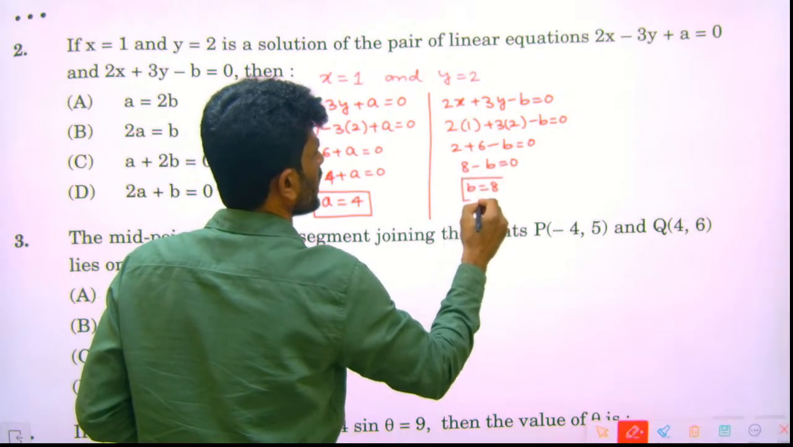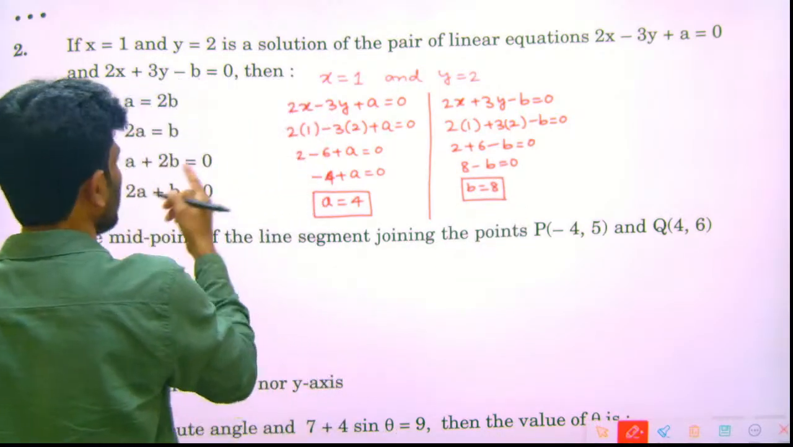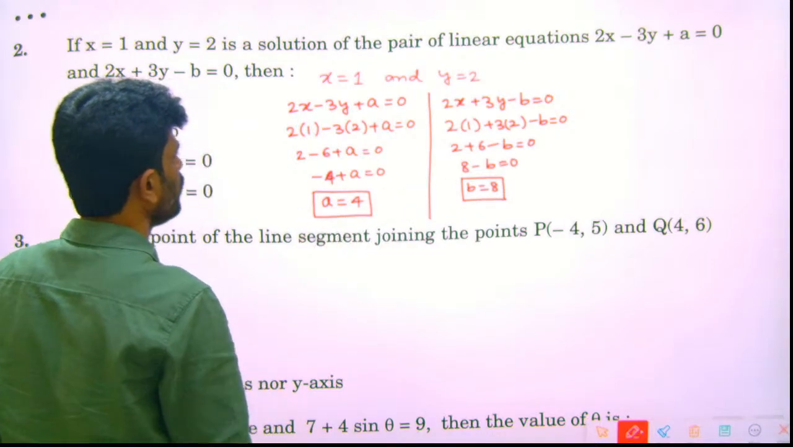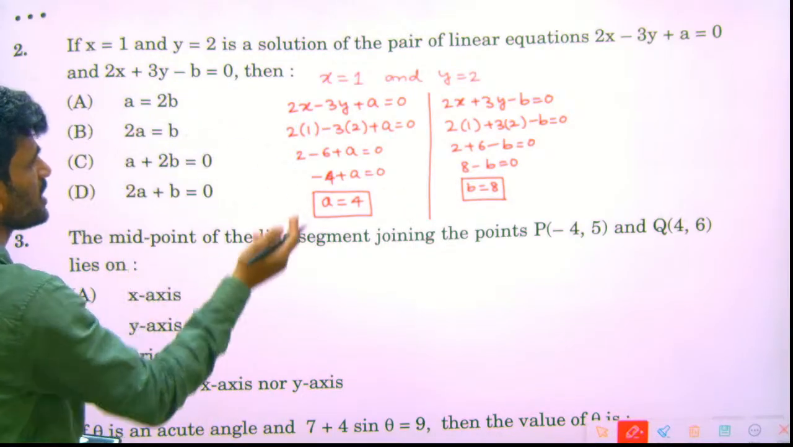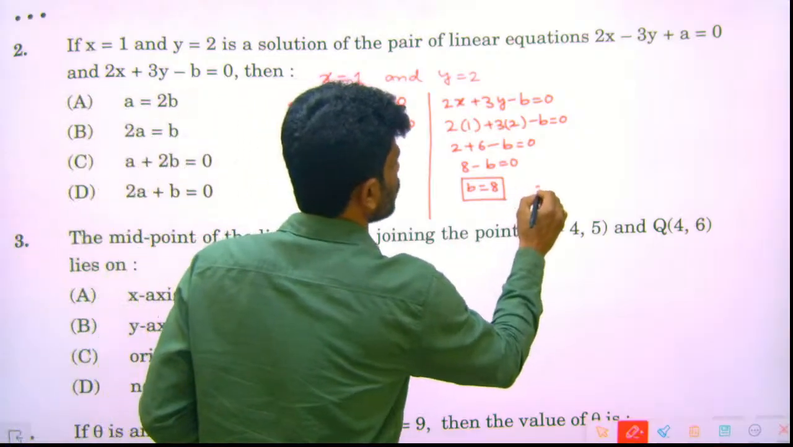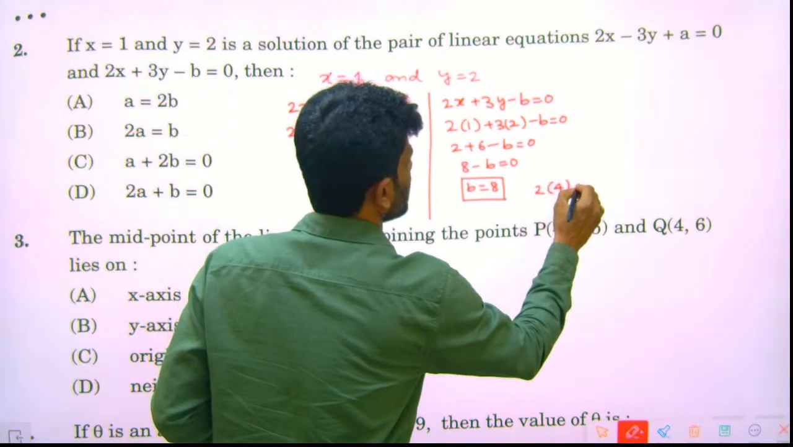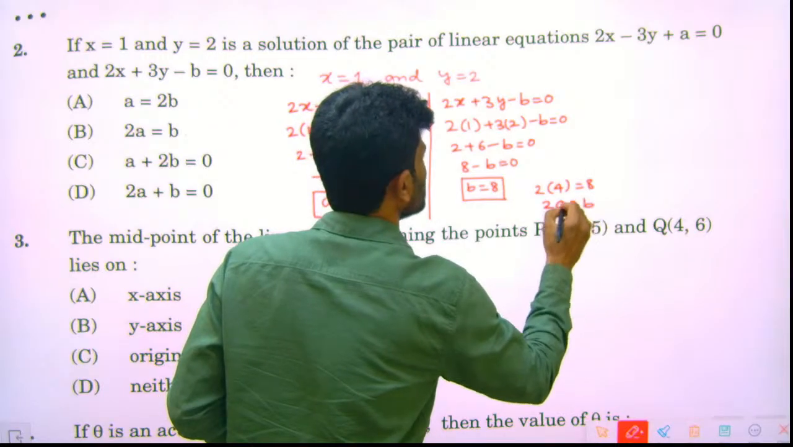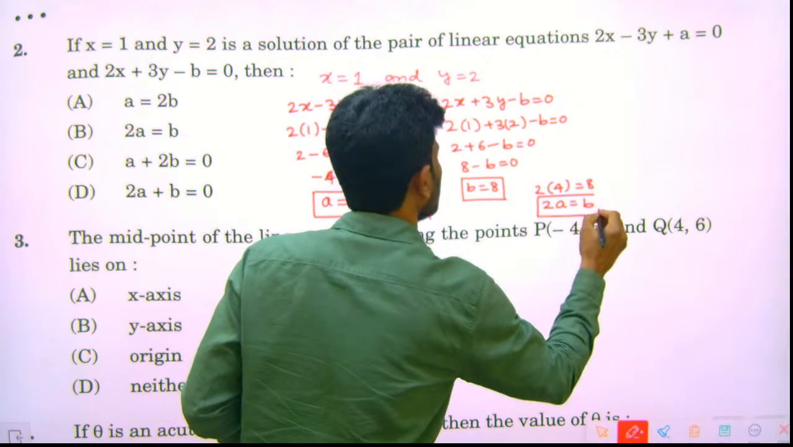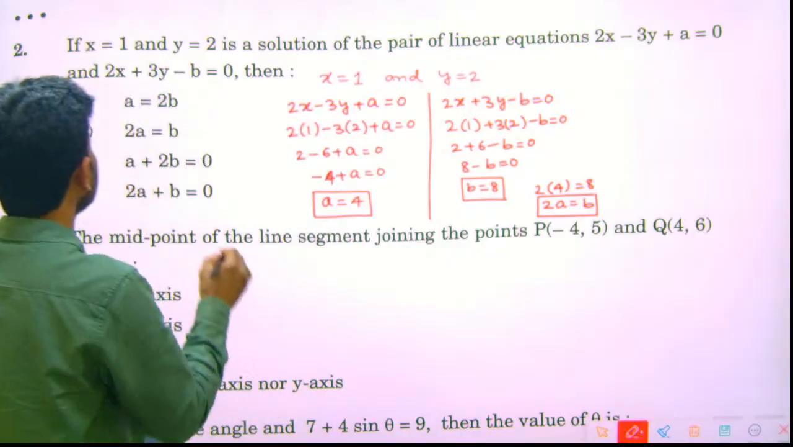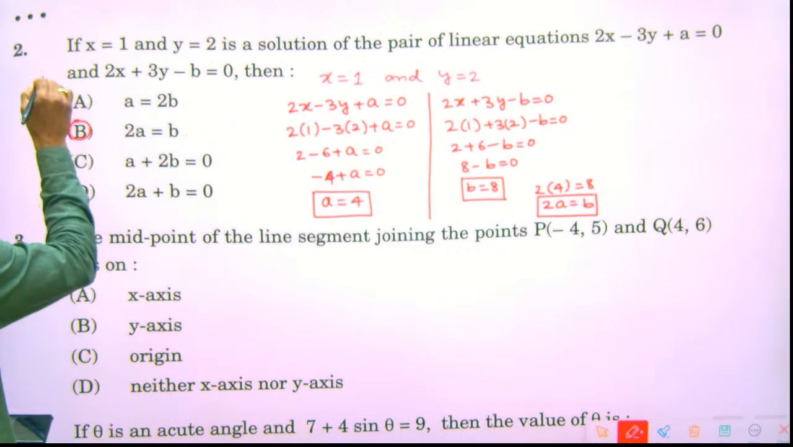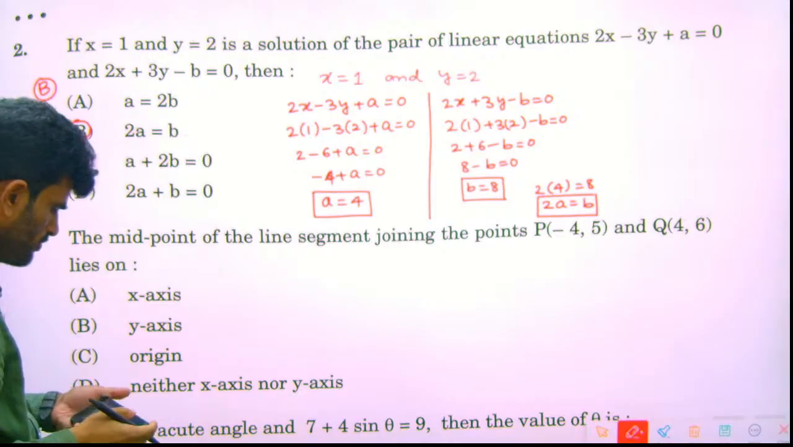Now if you observe carefully options, we have a is equal to 2b. Is a 2 times of b? No. Next, 2a is equal to b. Yes. 2 times 4 is equal to 8. Means 2a is equal to b is the correct option. So option B is correct. Second question answer, option B is correct.